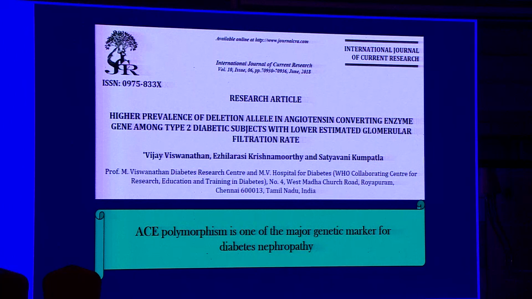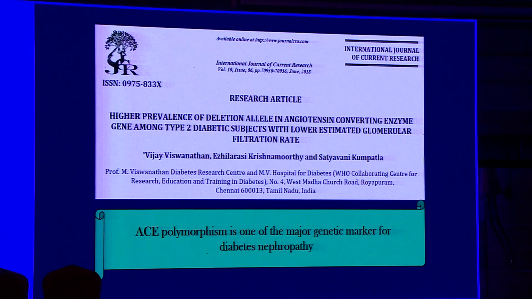This was the first gene which we looked at, the Sdf gene polymorphism, which is situated in chromosome 11. We had 2 papers, and this was the latest paper where we showed that there are 2 alleles, the deletion allele and the insertion allele. If you have the D allele of this Sdf gene, then you will have a faster progression of diabetic nephropathy than somebody who has an I allele, the insertion allele.